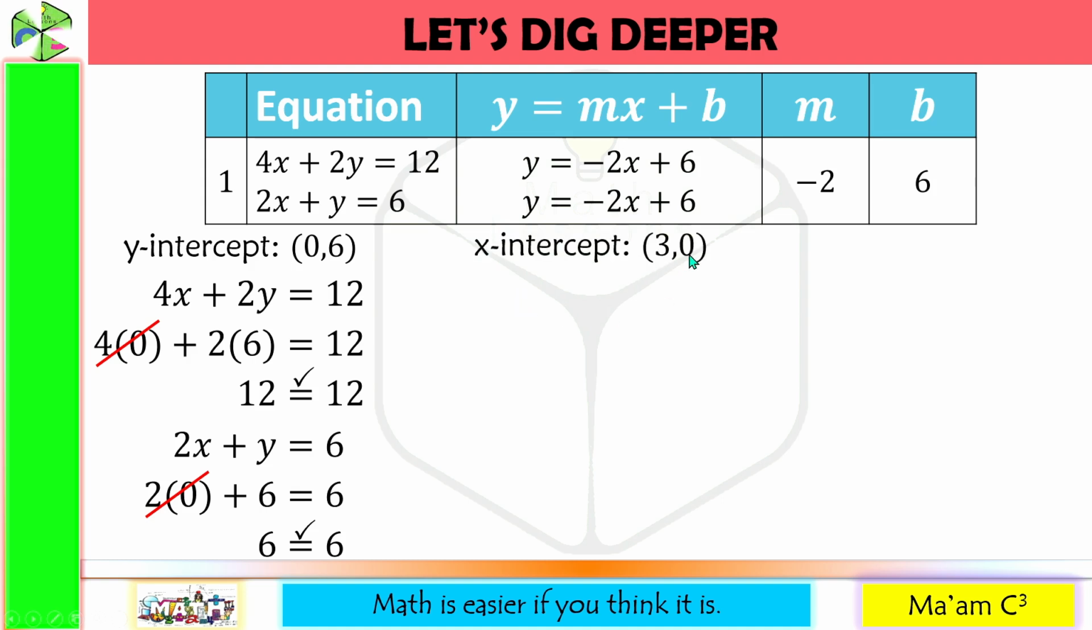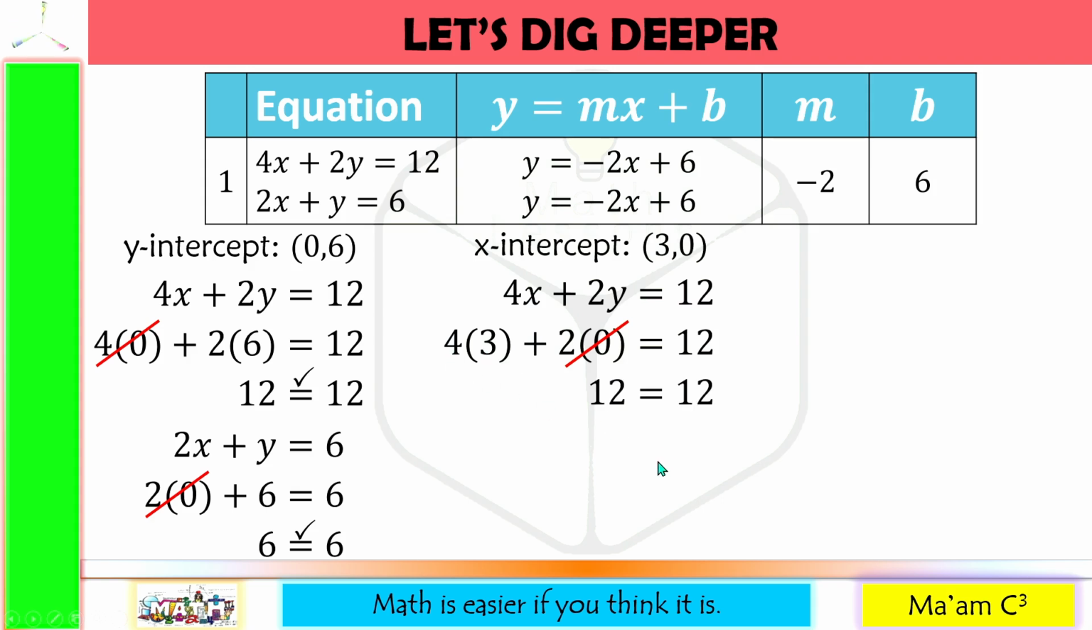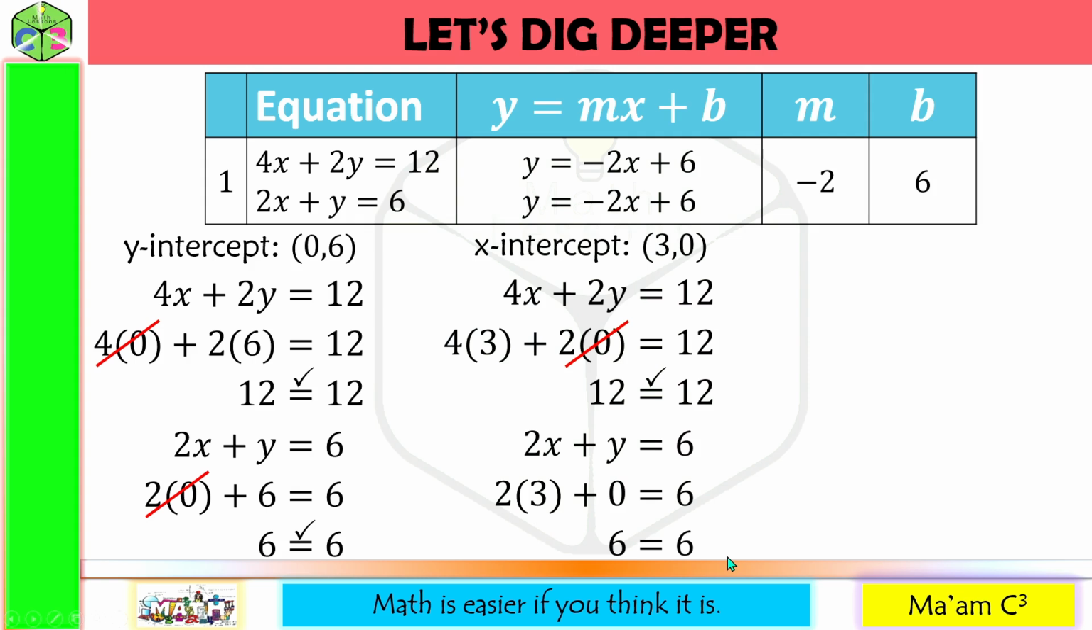Let me substitute this to the first equation. 3 for x and 0 for y. 2 times 0 will simply cancel out. 4 times 3 is equal to 12. They are equal. This time, I'll substitute this with the second equation. Again, 3 for x, 0 for y. 2 times 3 is equal to 6. Are they equal? Yes, they are. So it means (3, 0) satisfies both of the equations.